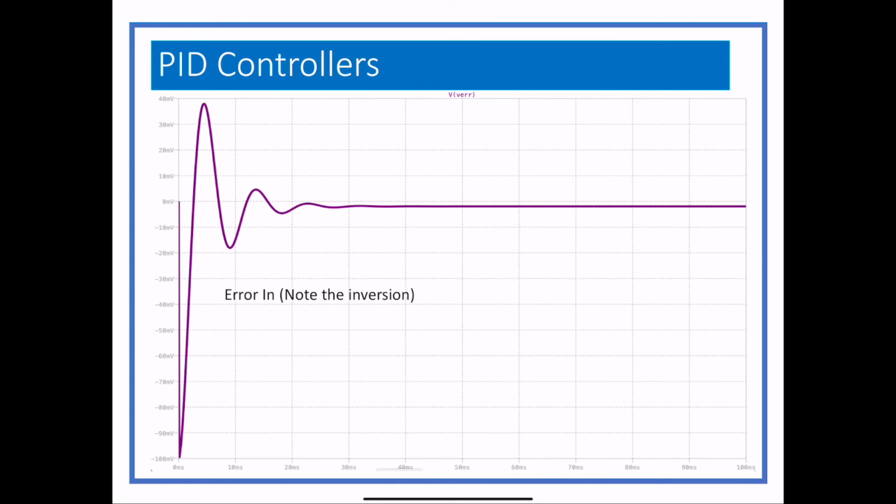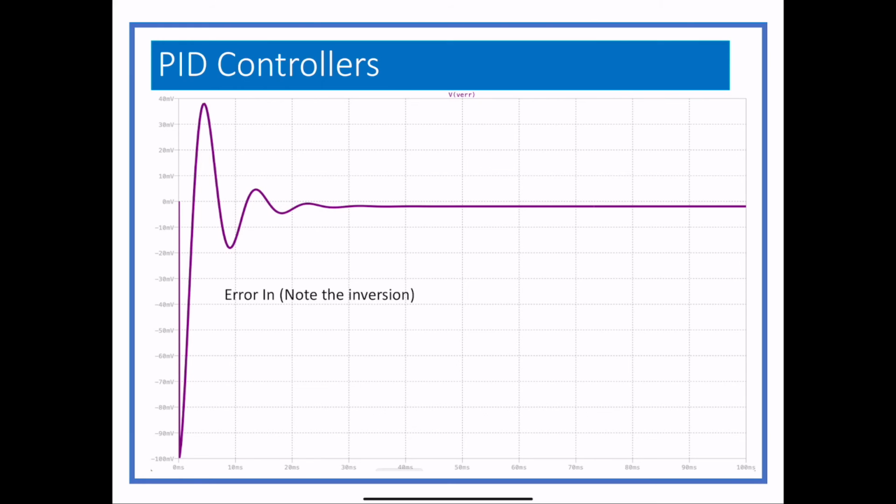So the error going in, you'll notice that, first of all, it's inverted, so it spikes really low, and then it eventually stabilizes, which is what we want. It stabilizes within about 40 milliseconds. It's pretty much where we want it. So that's what's going in and being processed through the PID controller.